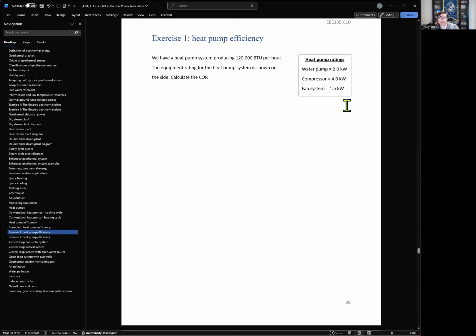The whole heat pump system has a water pump of 2 kilowatts, a compressor of 4 kilowatts, and the fan systems of 1.5 kilowatts. So you figure out how you convert kilowatts to hour usage, and you've got 120,000 BTU per hour. Just make sure the units line up, calculate the coefficient of performance. We'll come back and check your answers. Good luck. Let me know if you need anything. We'll see you in a little bit.